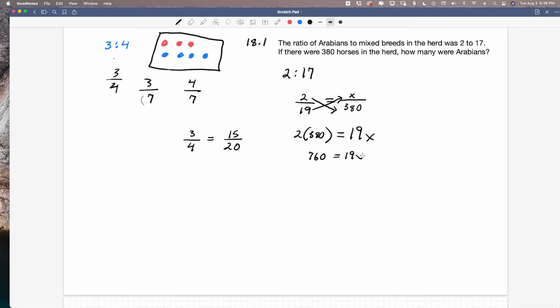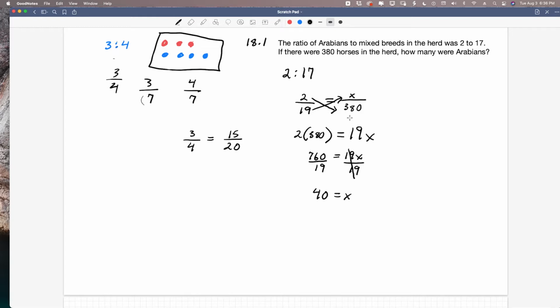equals 19x. And now all we have to do is divide both sides by 19, because 19 times x is 760, right? So to find x, we just divide. This cancels, and this is 40 equals x. So there were 40 Arabian horses in the herd of 380.